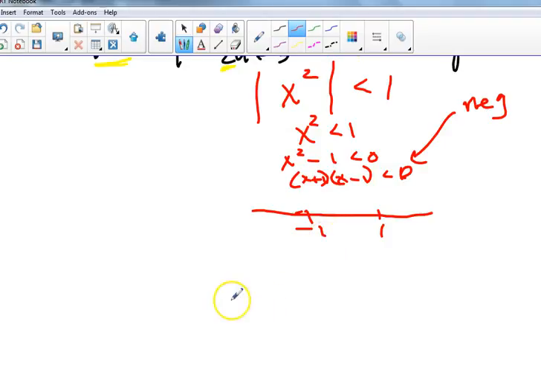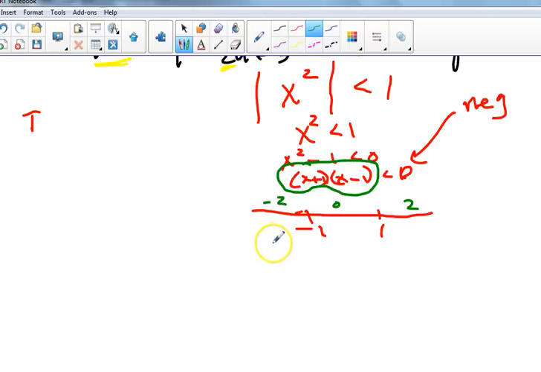So I'm going to leave it less than for right now and test those. Actually, let's test these guys first. So let's say I put in -2, 0, and 2. And I'm putting them back into here to find out, is it negative or positive?